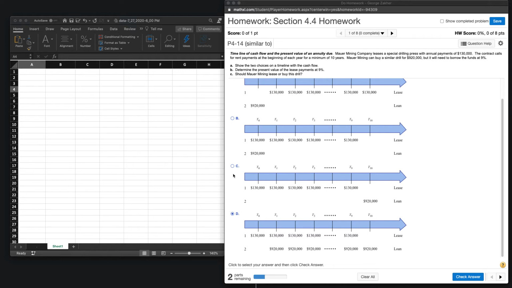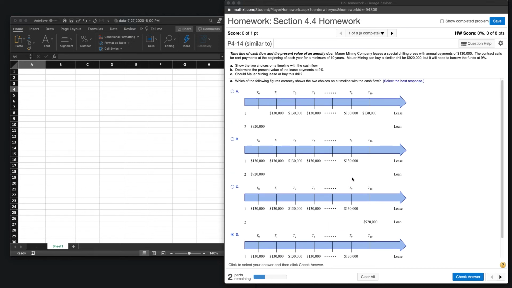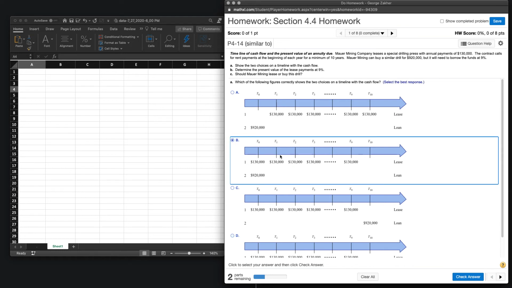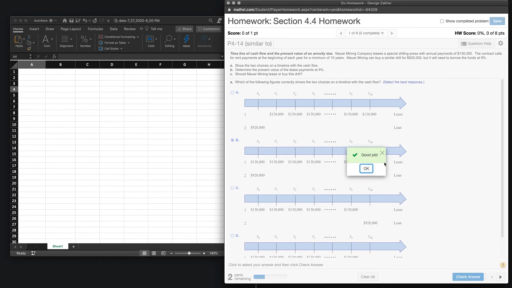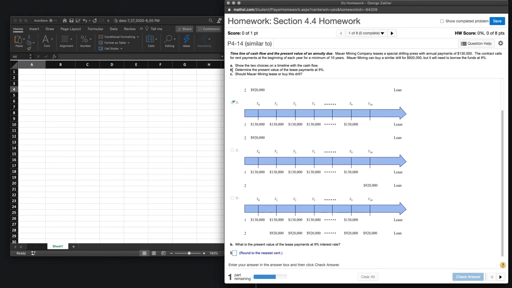Now the next question we might ask is, when do we need that loan? Well, you would think we need the loan right away so we can actually purchase the equipment. So it looks like B is looking pretty good because C, it doesn't seem like we're going to need that loan. That's way too late to get that loan. So let's take a look at B. Perhaps we're correct on that. All right, wonderful. So let's move on to section B of the question.